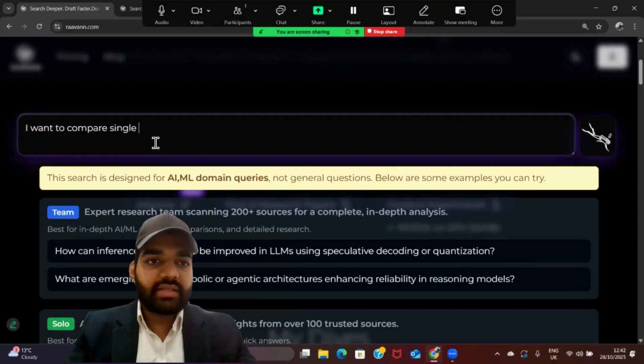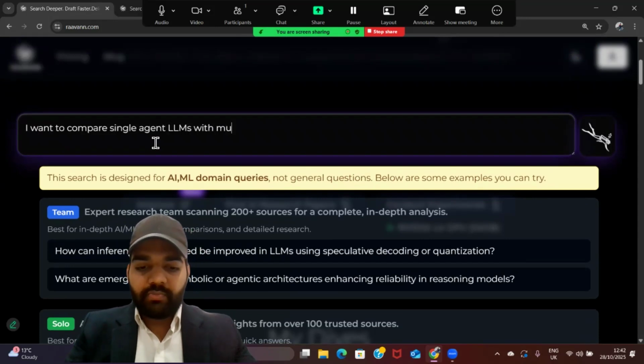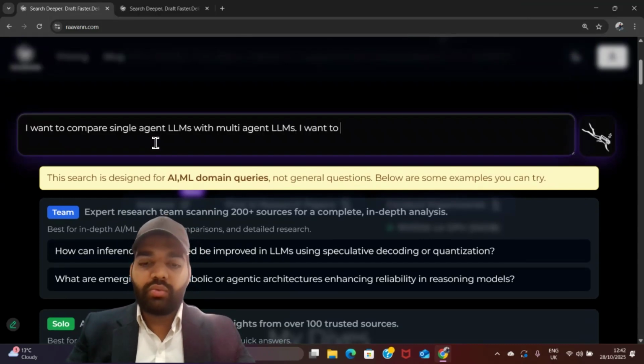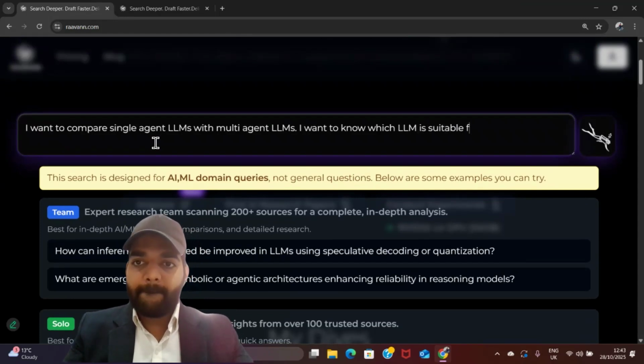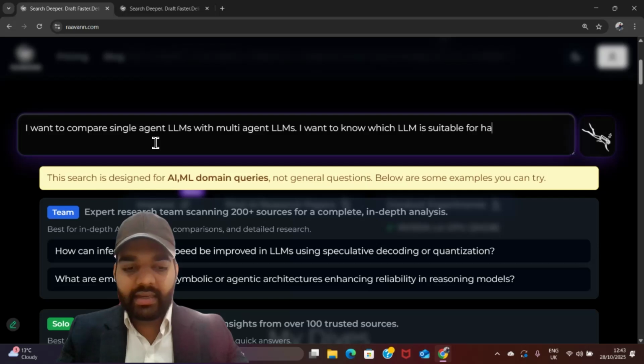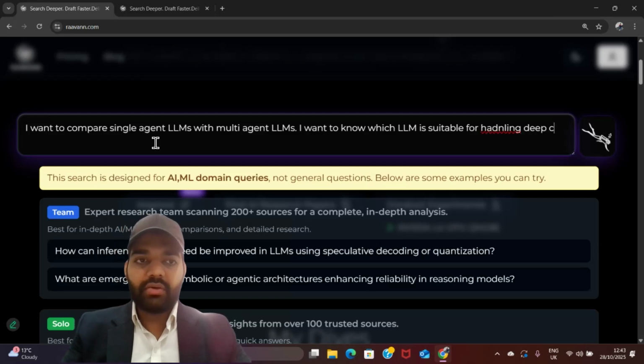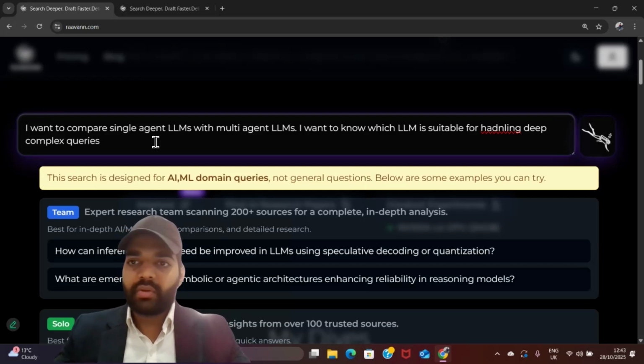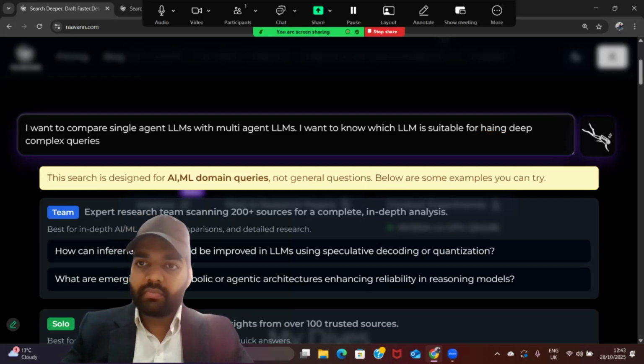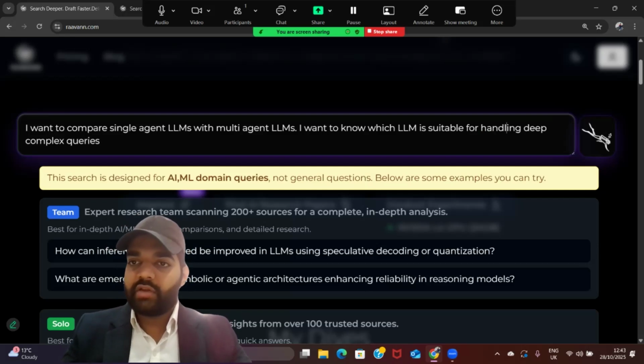to compare single agent LLMs with multi-agent LLMs. I want to know which LLM is suitable for handling deep, complex queries. And we click on dive.